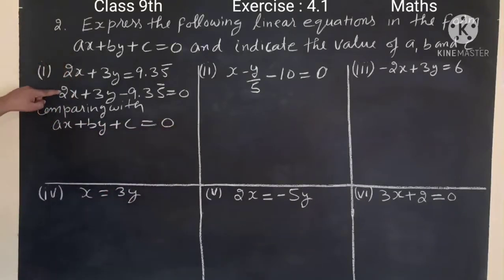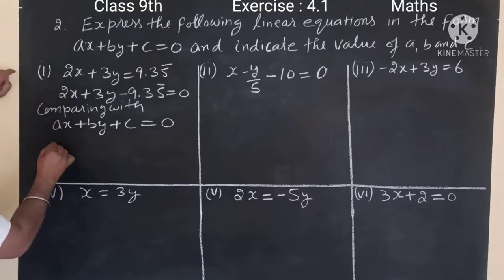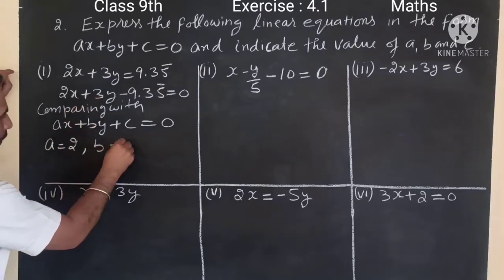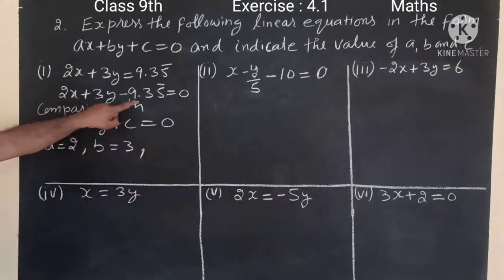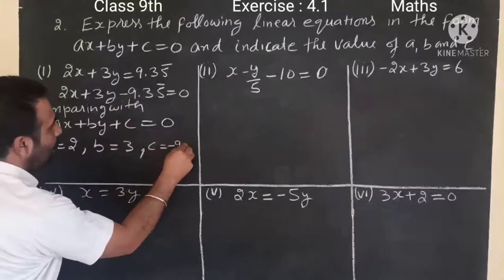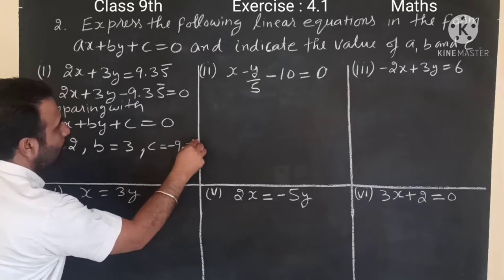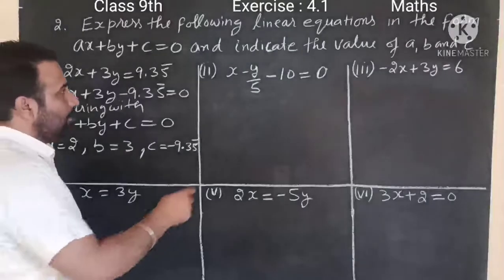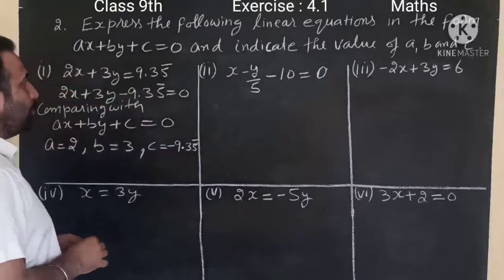Now we can compare. The value of a is, check the variable of x, that is one x, so the value of a is 2, the value of b is 3, and this one constant number, the value of c is minus 9.35 bar. Okay, so we will take the negative sign also, because in our general term all numbers are positive. And move on to sum number second, that is already equal to 0, no need to make equal to 0.